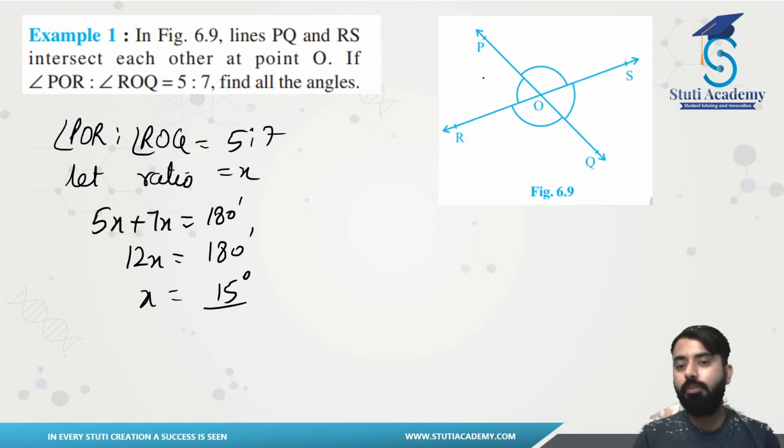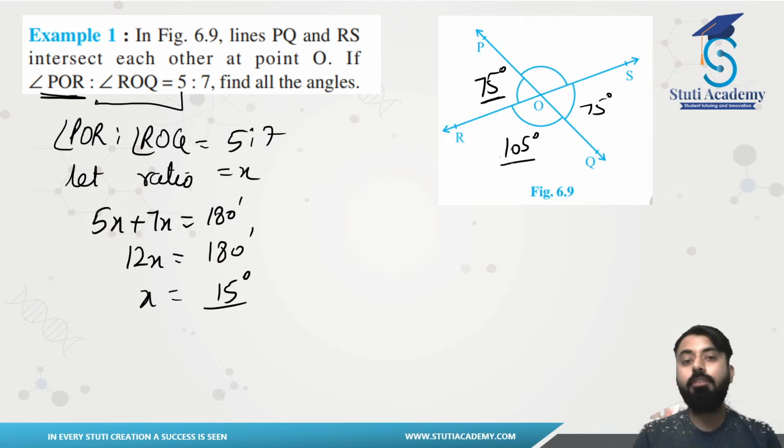So our first angle is what? It is 75 degrees. Considering POR has the ratio which is 5, so it is 75 and this will be 105. Now you guys know they are vertically opposite. So if this is 75, then this is 75. If this is 105, then that is 105. Or you could have done it like this also.